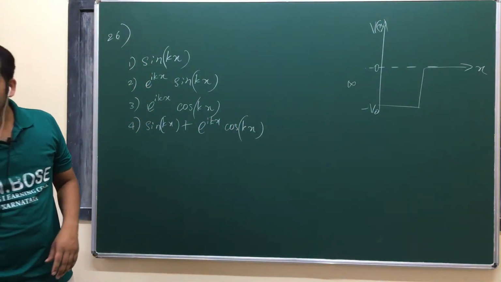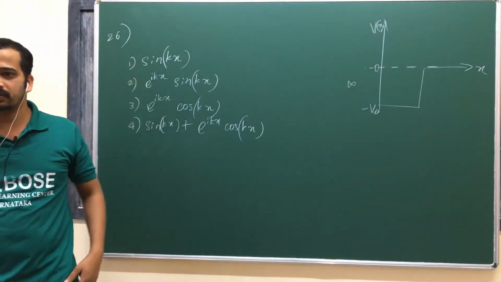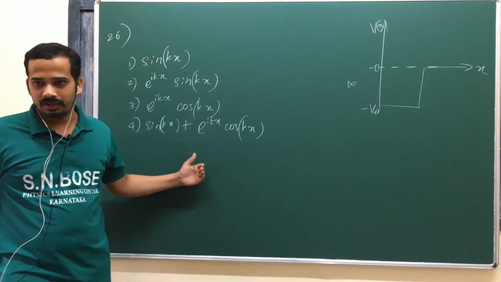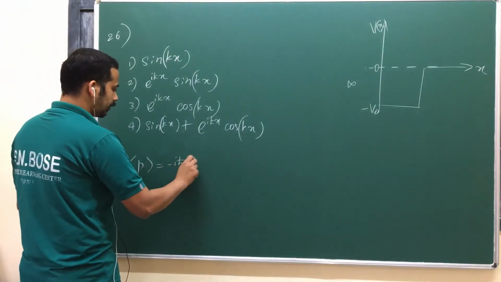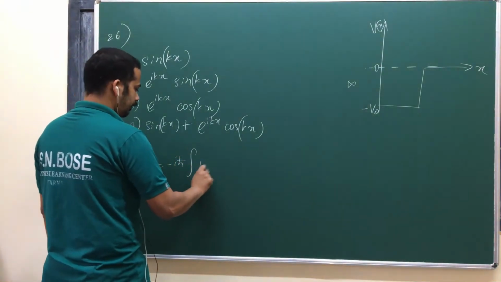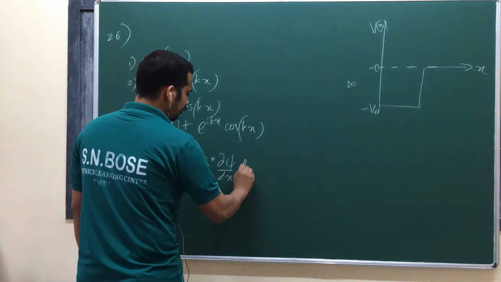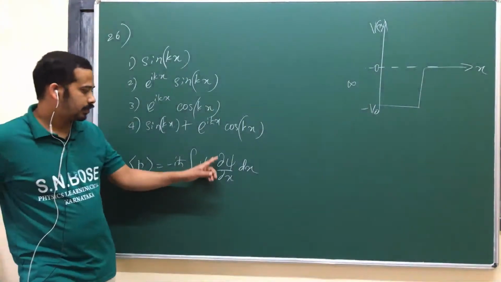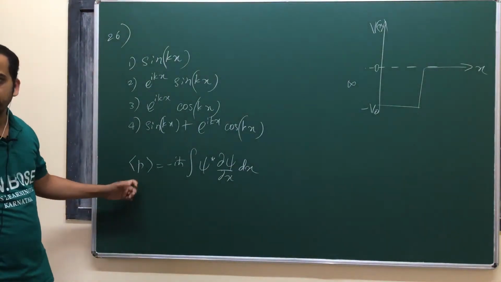The basic idea, I think we have already discussed. There was a similar question in an old CSIR-NET paper, and we use the same concept. Expectation of P is equal to the integral of psi star dou psi by dou x into dx, multiplied by minus i h bar, which I will take outside. That is the expectation of P.